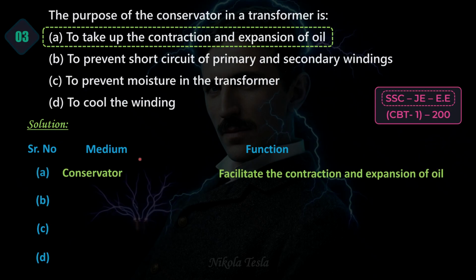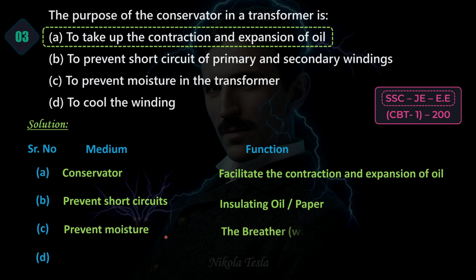Conservator is a medium. Its function is to facilitate the contraction and expansion of oil. Second, to prevent short circuit. In order to prevent short circuit, we provided insulating oil in the tank and also we provide copper conductors with paper insulator. Third, to prevent moisture. This function is carried out by the breather provided with silica gel. And last but not the least, cooling is carried out by insulating oil. By the way, insulating oil acts as a coolant as well as dielectric medium.